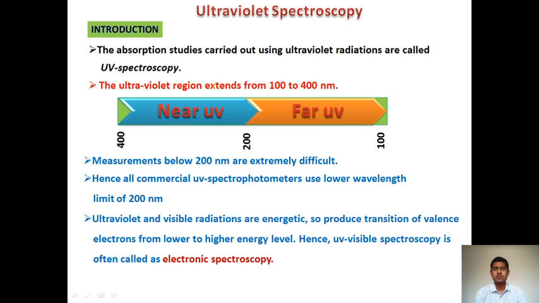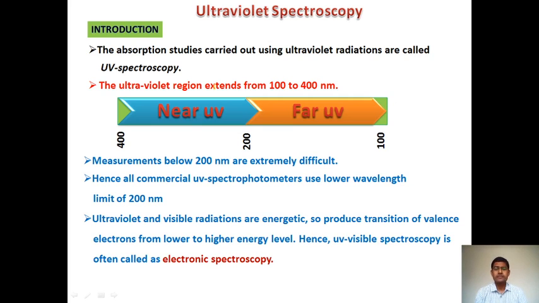Now, what is ultraviolet spectroscopy? The absorption studies carried out using ultraviolet radiations are called ultraviolet spectroscopy. What is the region of ultraviolet radiations? It is 100 to 400 nanometer. In that, 400 to 200 nanometer is called near ultraviolet and 200 nanometer to 100 nanometer is called far ultraviolet. Now, all the commercial ultraviolet spectrophotometers use a lower wavelength limit of 200 nanometer because measurements below 200 nanometer are extremely difficult.